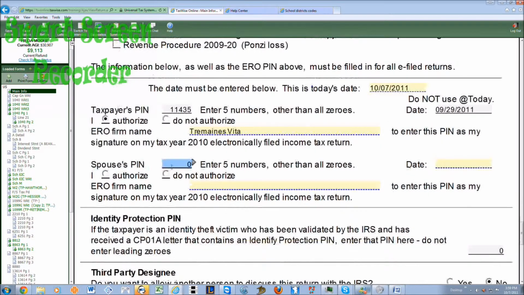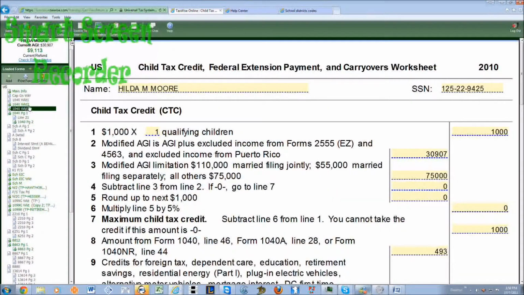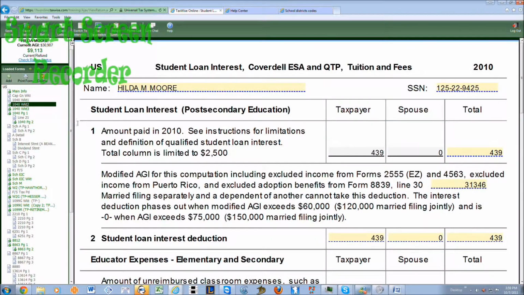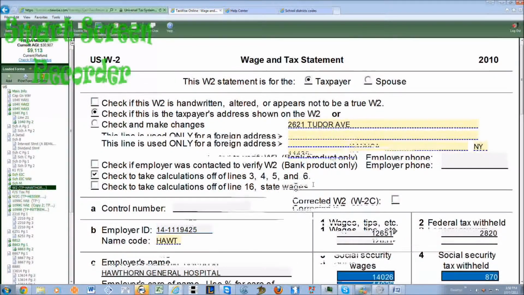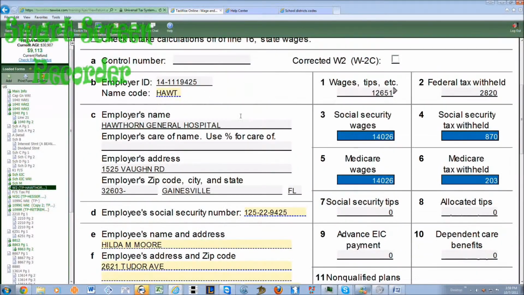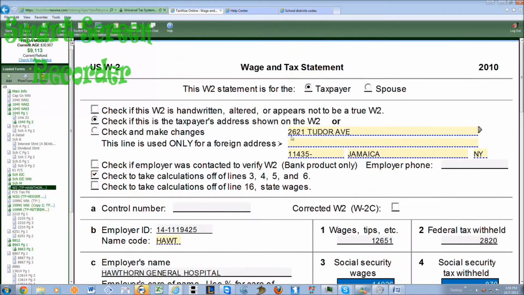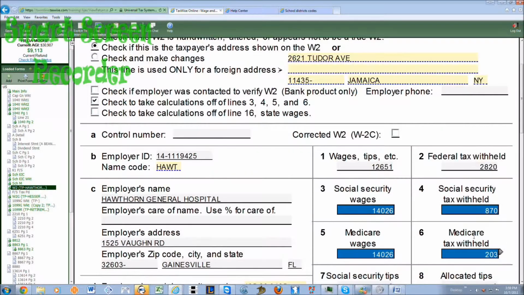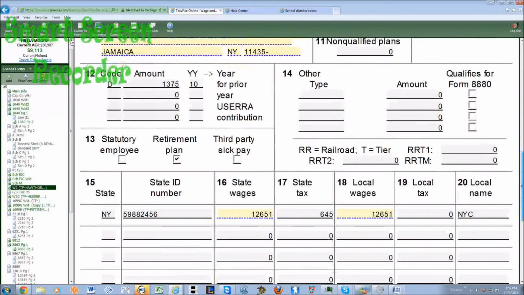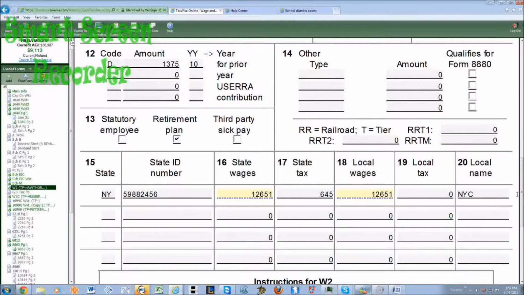Alright, so scrolling down some more, again the taxpayer's PIN is going to be your zip code. Alright, and then on the 1040 worksheet 2 we got her student loan interest, an amount of $439. Alright, we filled out her EIC for all her dependents. On her W2 we check to take calculations off of lines 3, 4, 5, and 6, entered in the right numbers. Now on the state side of the W2, what I want you guys to pay close attention to is right here where it says NYC.